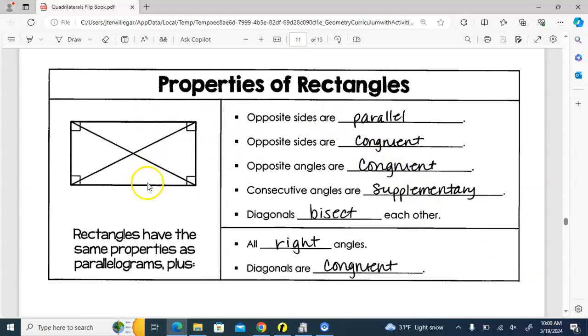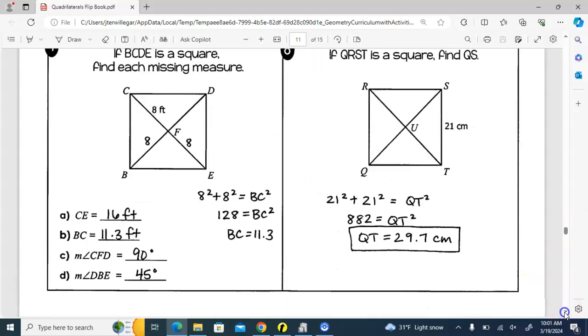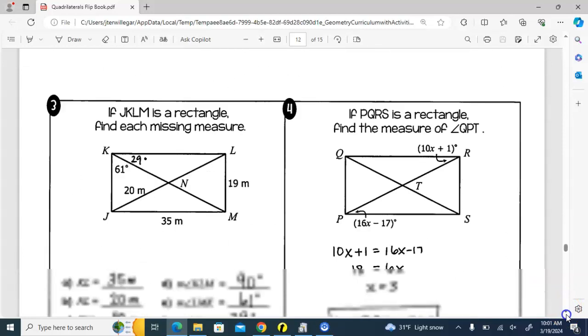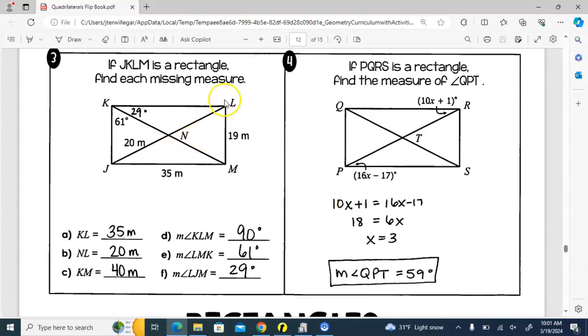Rectangles: opposite sides are parallel, opposite sides congruent, opposite angles congruent to 90. Actually, you could even write that down to help you out. All the angles are 90 degrees, right? They're all right angles, and my diagonals are congruent, okay? Do you guys want to do the rectangle questions? So here's the rectangle questions.